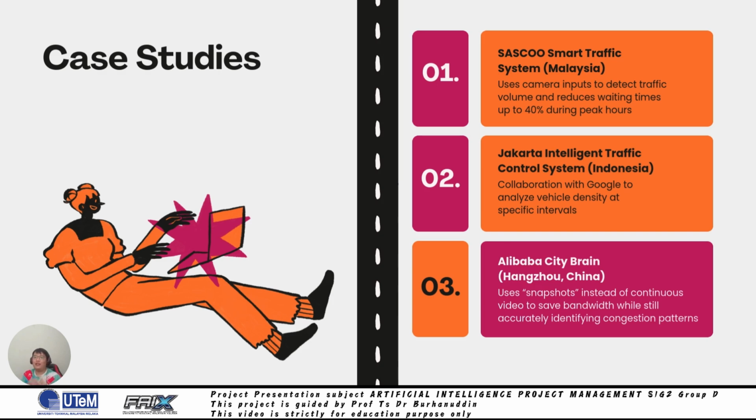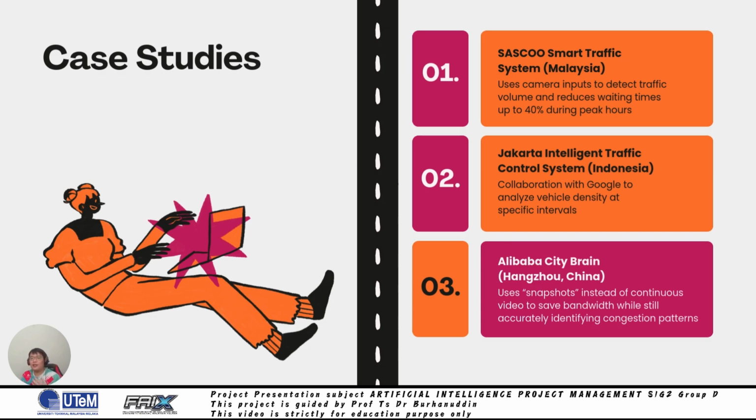Next is in Indonesia, the Jakarta Intelligent Traffic Control System. It is a collaboration with Google to analyze the vehicle density at special intervals. Since we can analyze the vehicle density, we can analyze when is the peak time and where there are the most vehicles. And the third one is the Alibaba City Brain at Hangzhou, China.